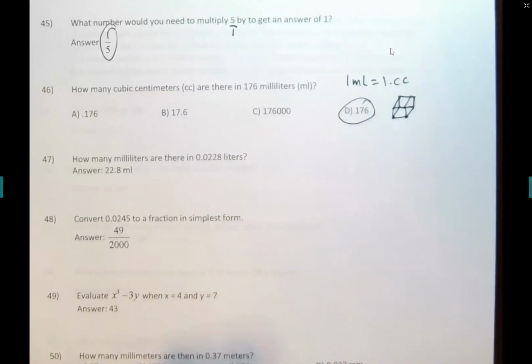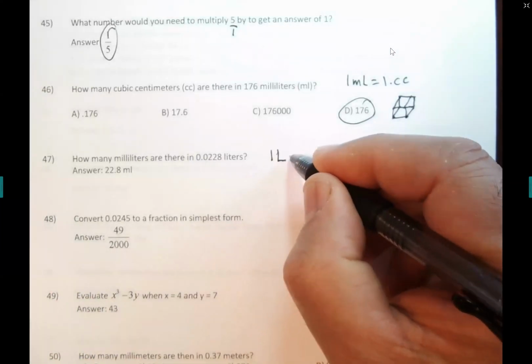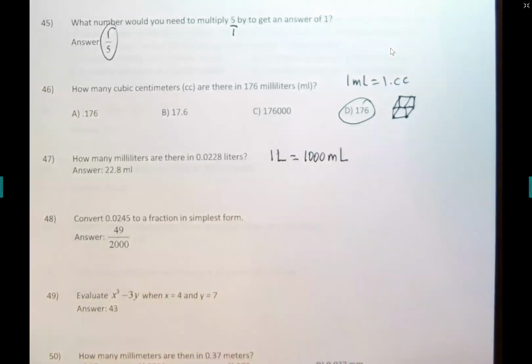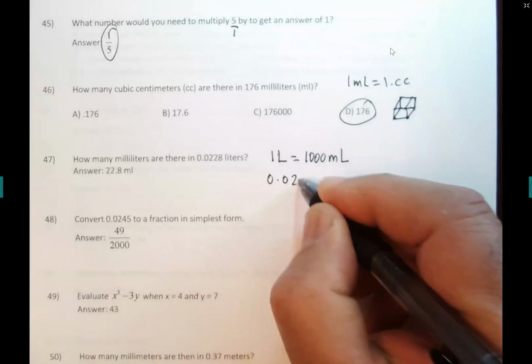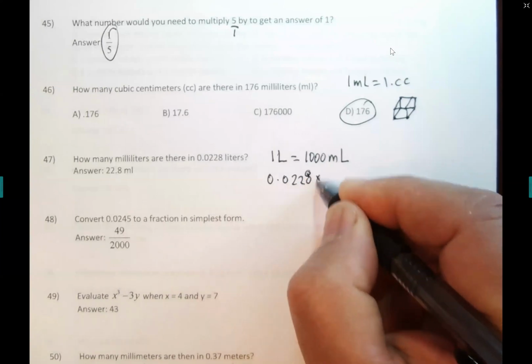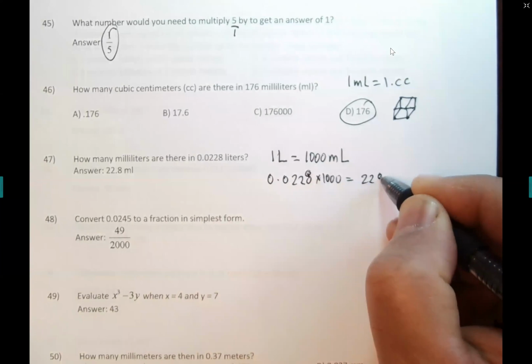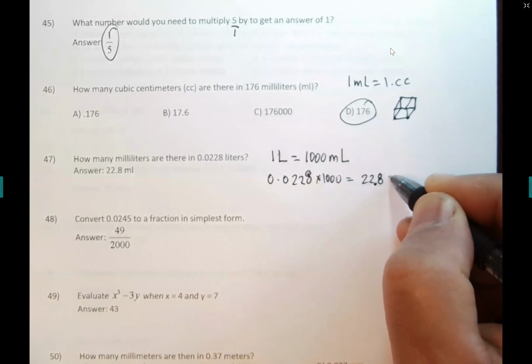How many milliliters are there in 0.0228 liters? You might need to know this by heart, guys. You might not be provided with this information. So 1 liter is 1,000 milliliter. In order to go from liter to milliliter, you multiply. So it will be 0.0228 times 1,000, which is 22.8, I'm sorry, milliliter.